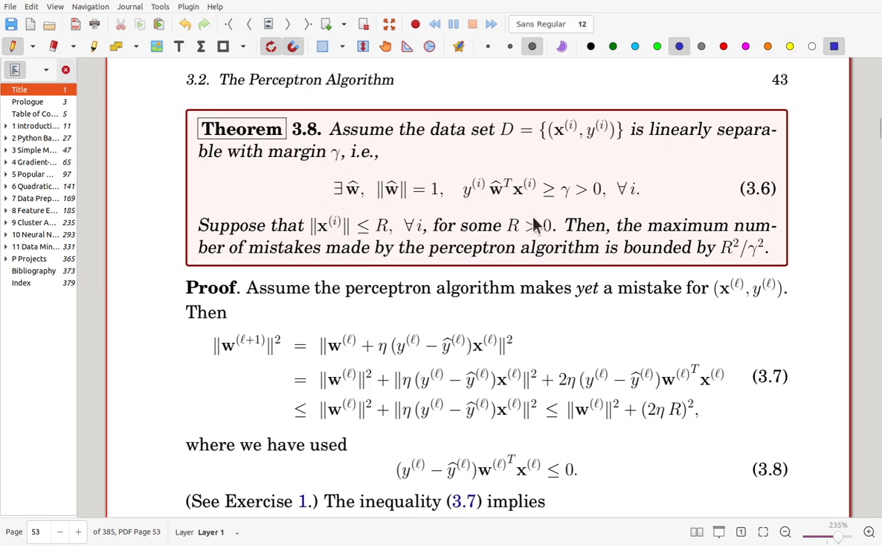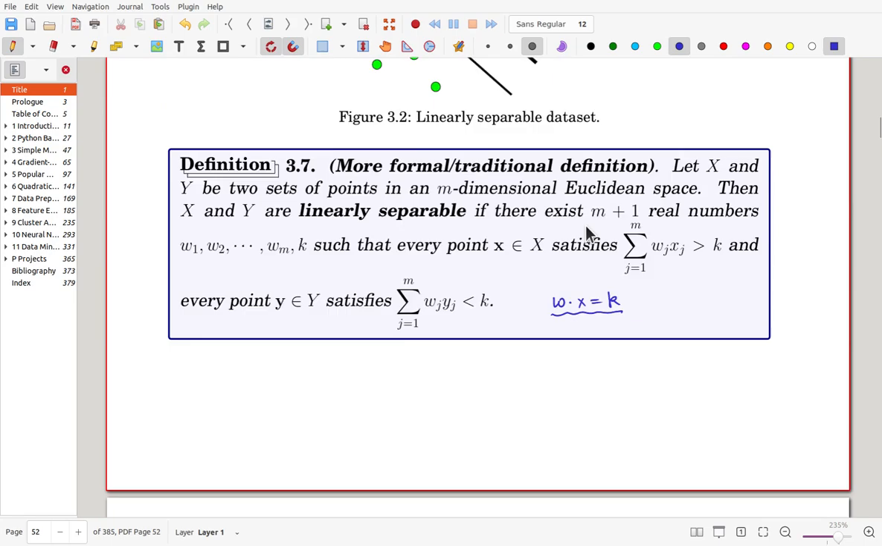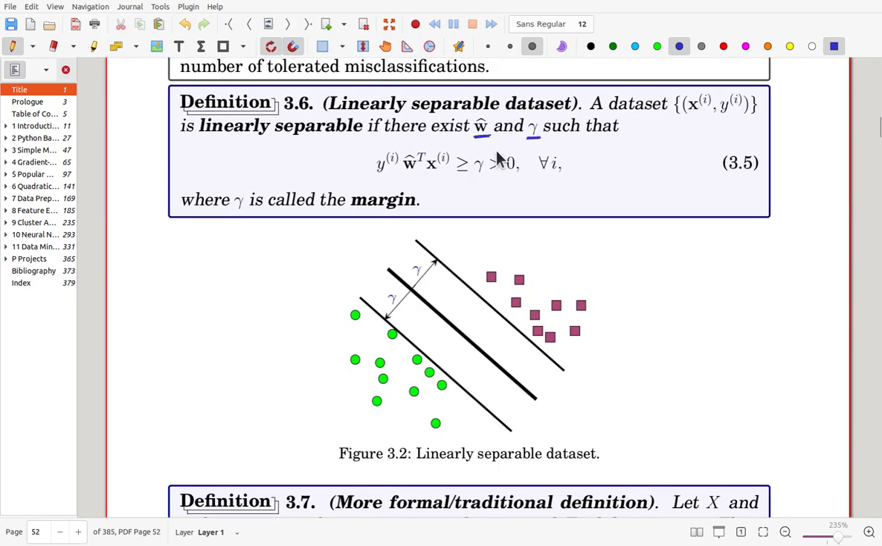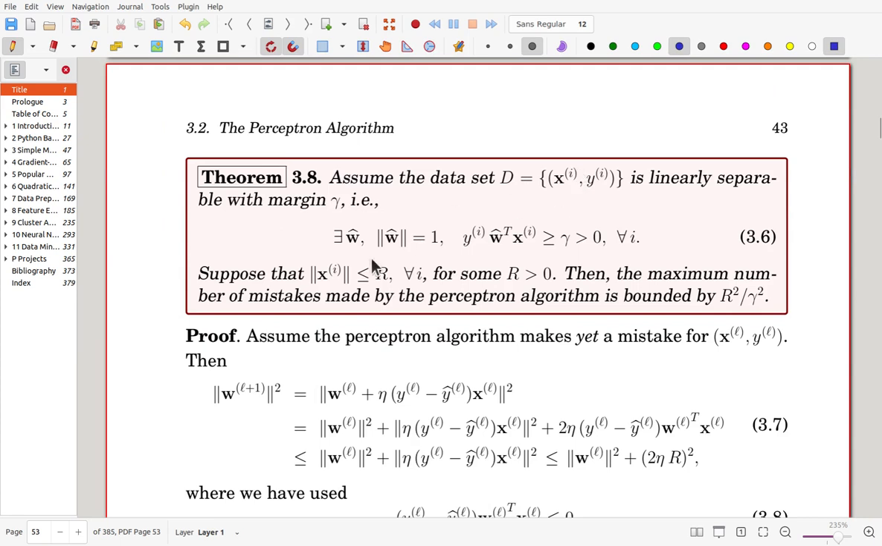And that means that, by using that definition, and the assumption is the same as this one, there is some special weight, w double hat, and we can scale it so that its norm is 1. And now for every point, the dot product of w double hat and x_i, multiplied by the label, is larger than or equal to gamma, and that is the assumption.